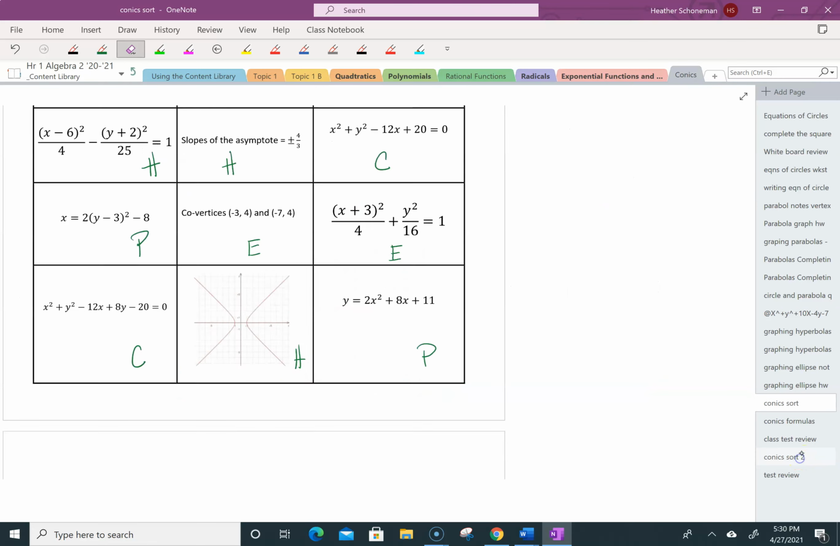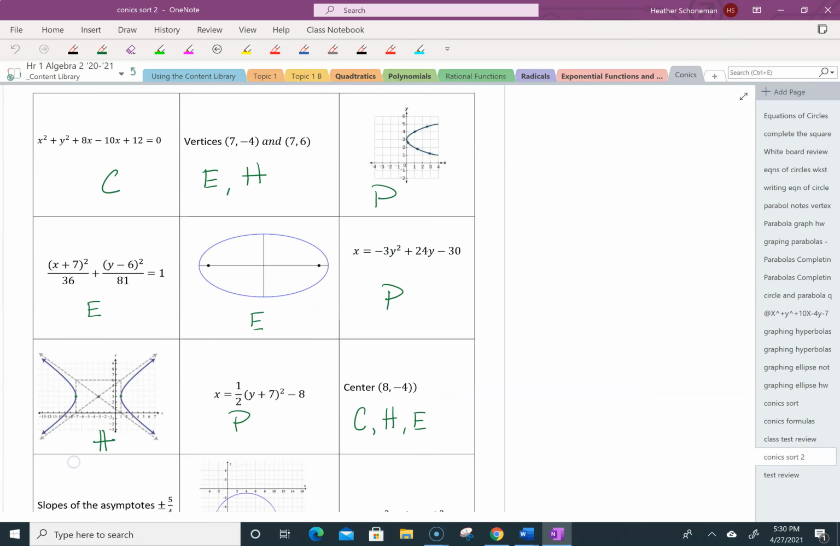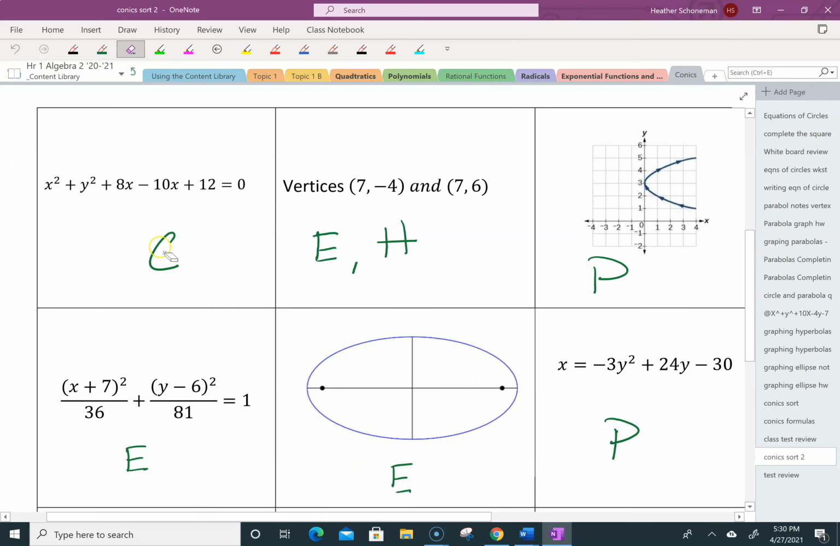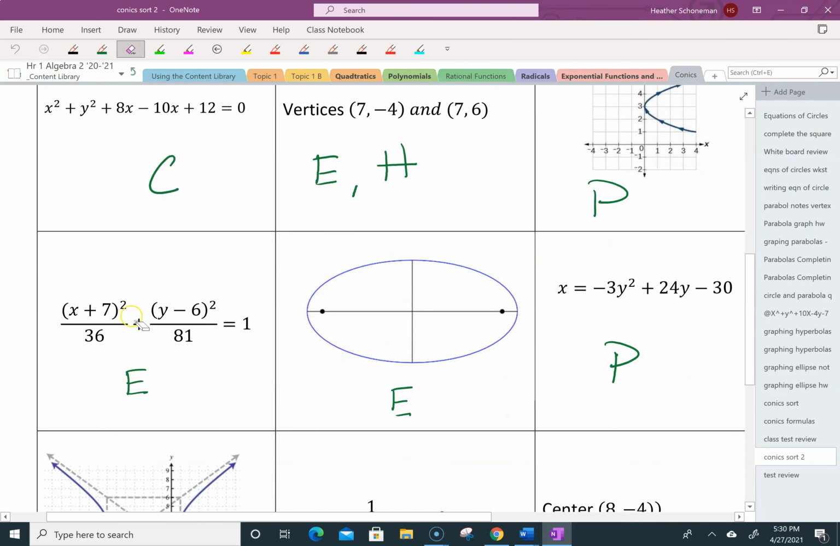If we look at the second one of these that we did on the second day in class, starting over here at the top left, this again is a circle because we have the x squared and the y squared. Vertices occur in an ellipse and a hyperbola. This is a parabola. They can open right, left, up, down. The next line, this is an ellipse because it has a plus sign, it equals 1, and the numbers underneath are not the same. This is an ellipse.